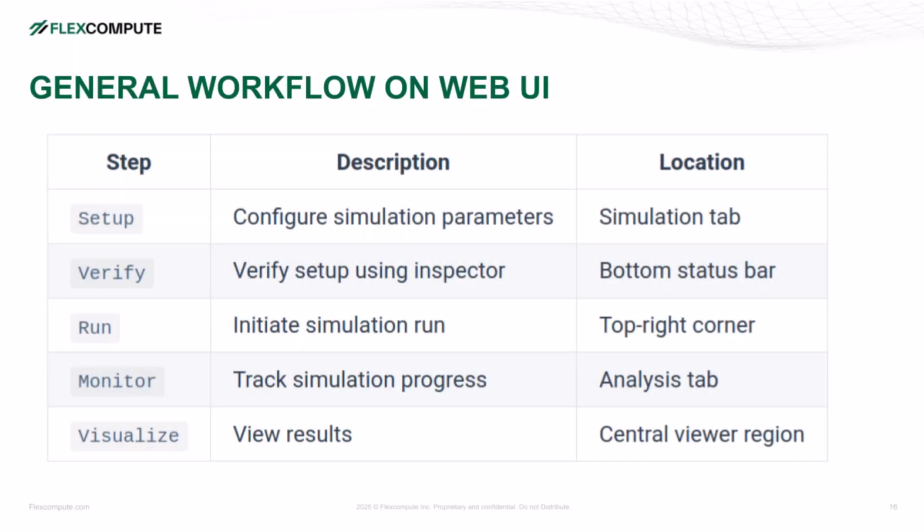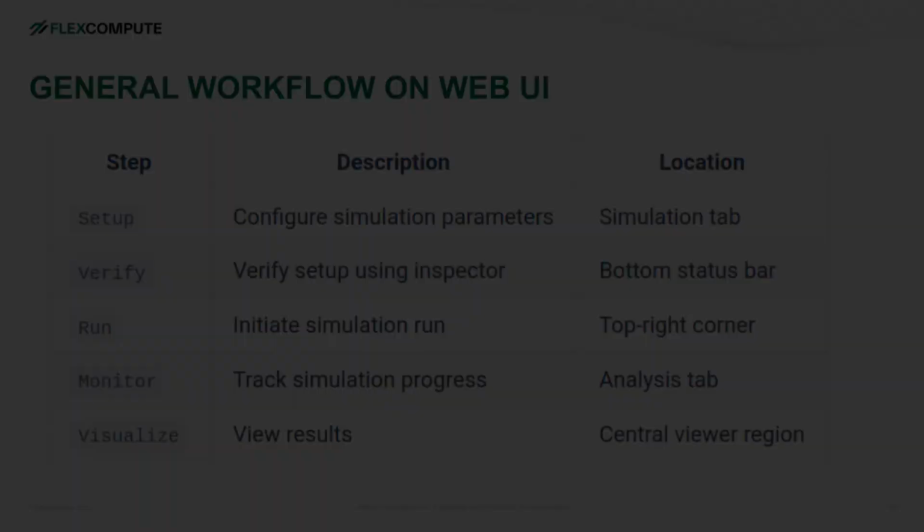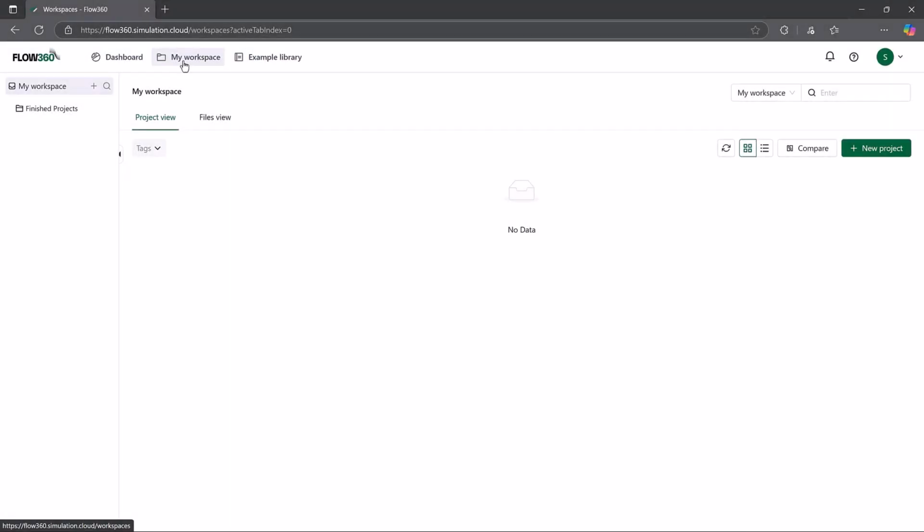We will quickly walk through the general workflow steps when using the web interface, and then go into an end-to-end demonstration. We'll start with the meshing and simulation setup, then verify everything is ready using the inspector, initiate the run, track and monitor the progress in real time, and finally visualize the results. Now let's start the demonstration.